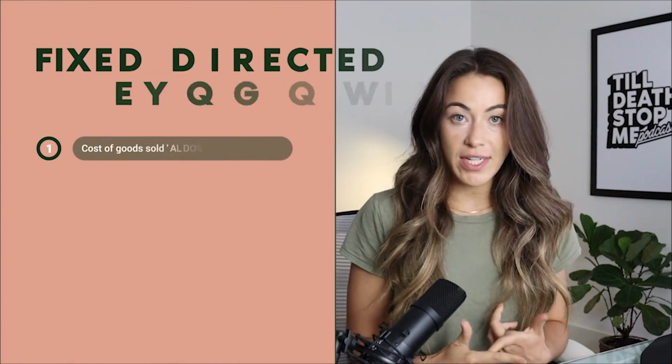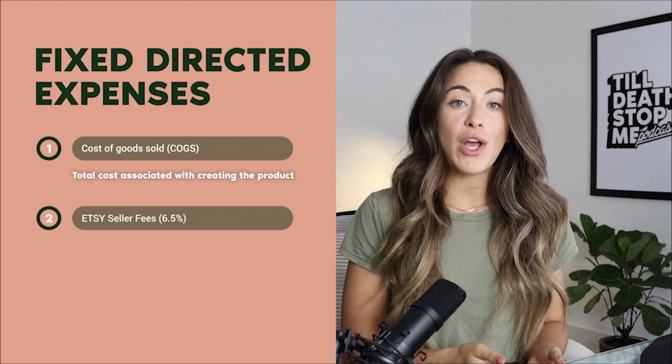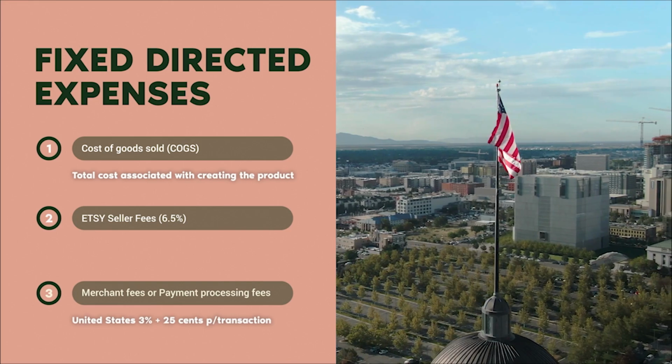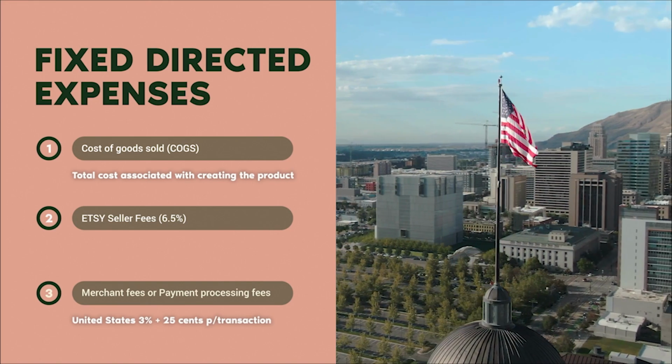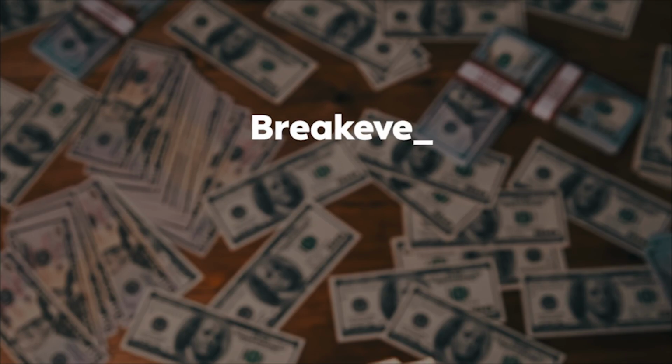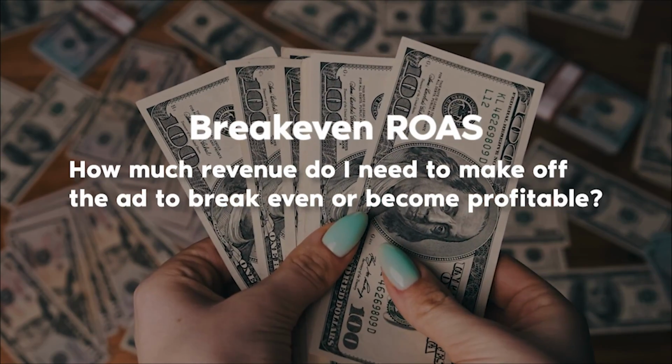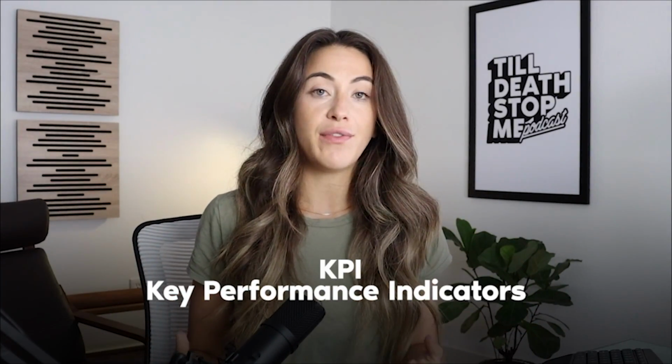Other costs associated with a sale that we can easily calculate that are direct expenses are Etsy seller fees, which is a standard 6.5%. And then we also have merchant fees, or what Etsy calls payment processing fees, which in the United States is 3% plus 25 cents per transaction. What we are going to use all these metrics for is to calculate what we call break-even ROAS, which is how much return back in revenue do I have to see on my ad spend to actually break even on the sale. That break-even is the KPI, or key performance indicator, on a listing level for whether your ad is profitable or not.